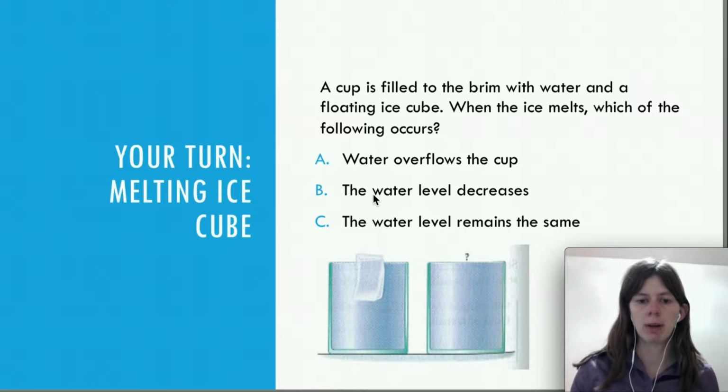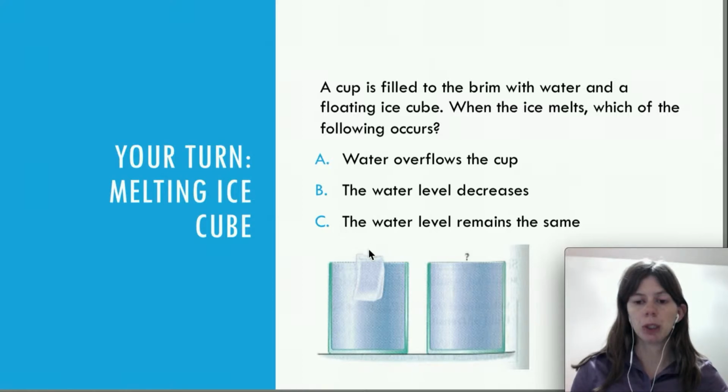This is one of my favorite questions of all time. It says, a cup is filled to the brim with water and a floating ice cube. When the ice melts, which of the following occurs? Does the water overflow the cup? Does the water level decrease? Or does the water level remain the same?